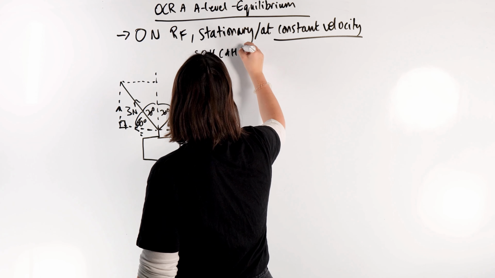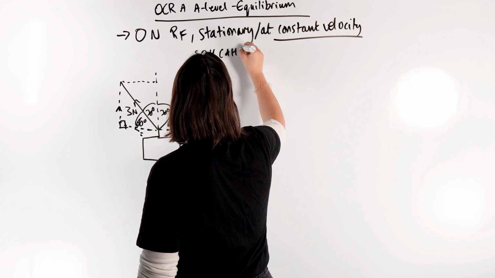3 multiplied by sine of 60 gives me 2.6 newtons. Now, because these strings have got the same angle and they've both got the same force in them, this upward one here is also going to be 2.6 newtons. Now I know then that 2.6 plus 2.6 is going to equal the weight acting downwards.